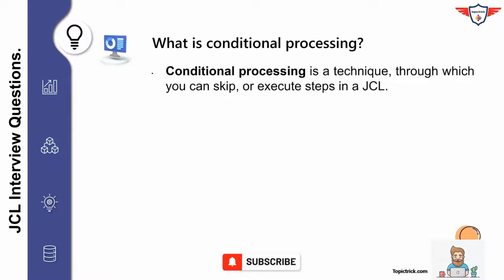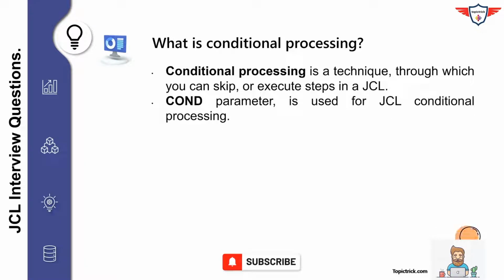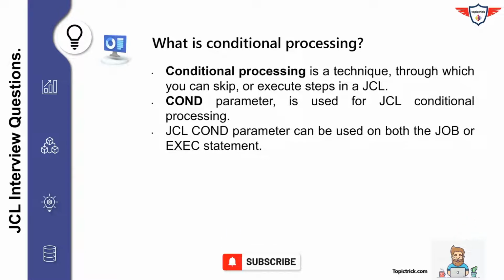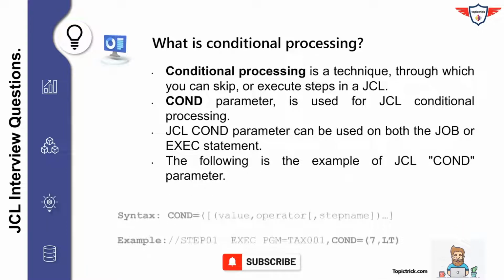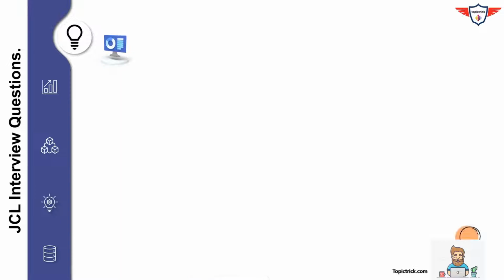What is conditional processing of JCL? Conditional processing is a technique through which you can skip or execute steps in a JCL. The COND parameter is generally used in JCL for conditional processing. You can use the JCL COND parameter on both the job control statement or execute control statement. The following is the syntax of the JCL COND parameter.